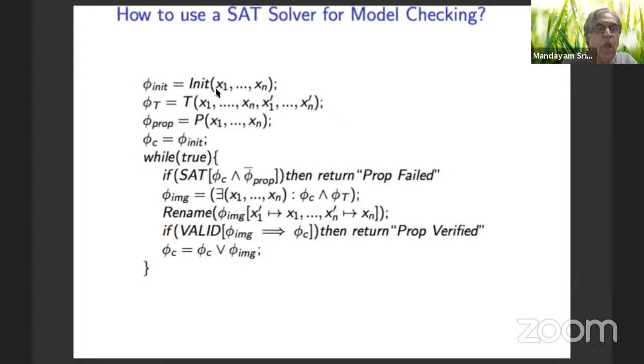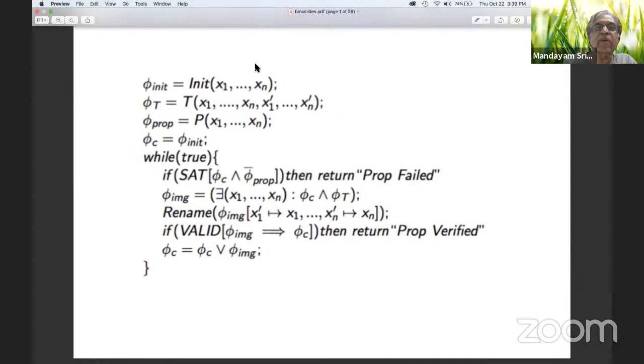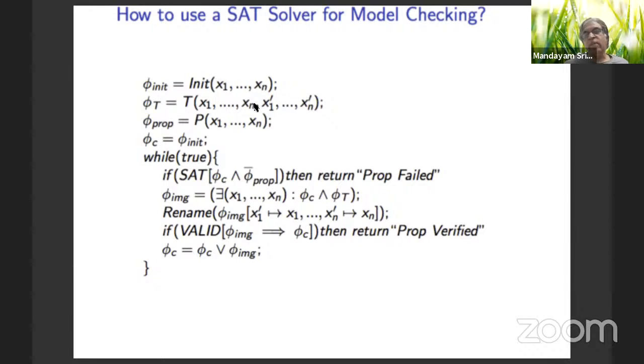So start with an initial state, and this is the transition relation. Instead of using BDDs, we'll just assume that the transition relation is expressed as a formula, maybe in CNF, because SAT solvers use CNF. Eventually they'll have to be converted into CNF. That's the form in which they manipulate.